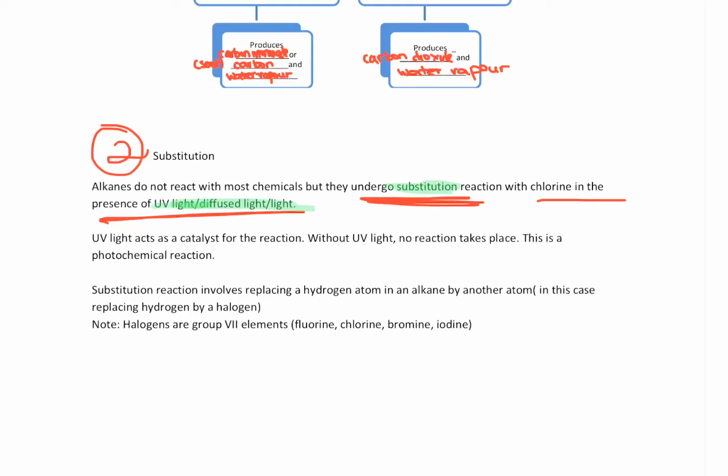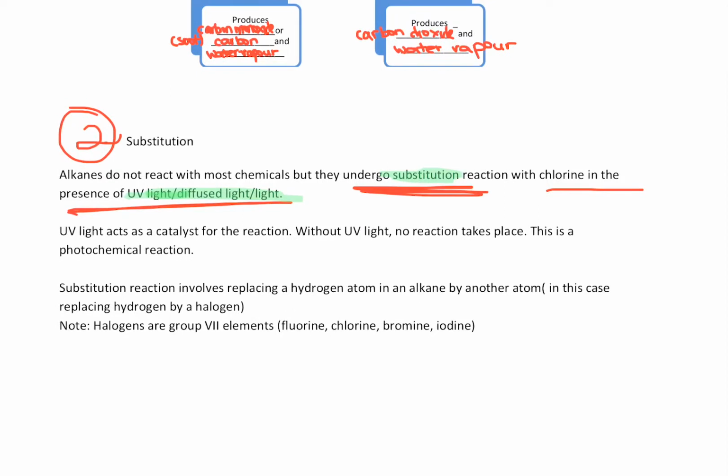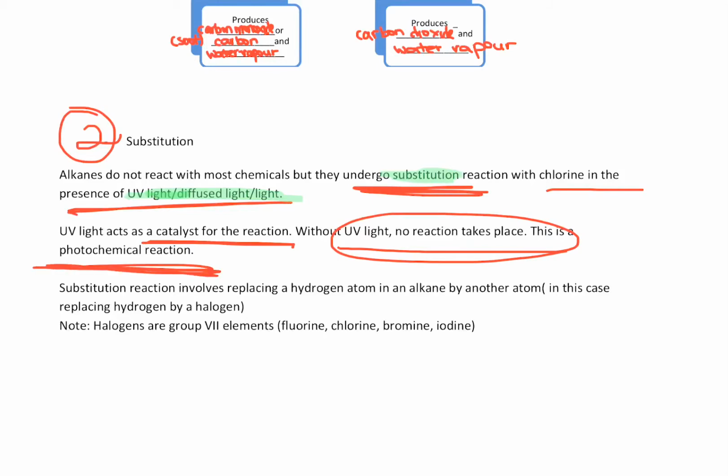Okay, so you see UV light is going to act as a catalyst for the reaction. Without UV light, there is no reaction that's going to take place. And this is an example of a photochemical reaction. Photo means light, so this reaction requires light to take place. And substitution involves replacing a hydrogen atom in an alkane by another atom. In this case, we are replacing hydrogen by a halogen atom, that is a group 7 element.